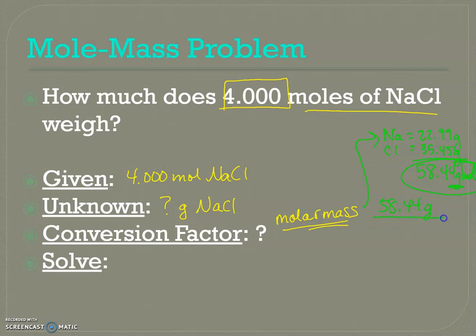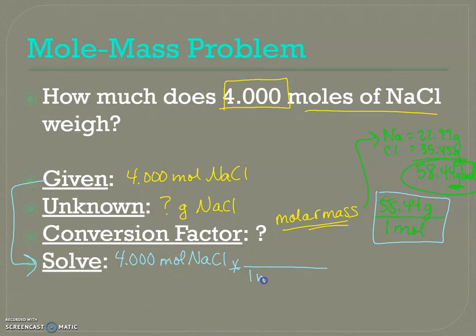58.44 grams per 1 mole. Remember, complex units are actually numerator and denominator conversion factors. So what do I do? I take my given, and that's where I start to solve my problem. 4.000 moles of NaCl.